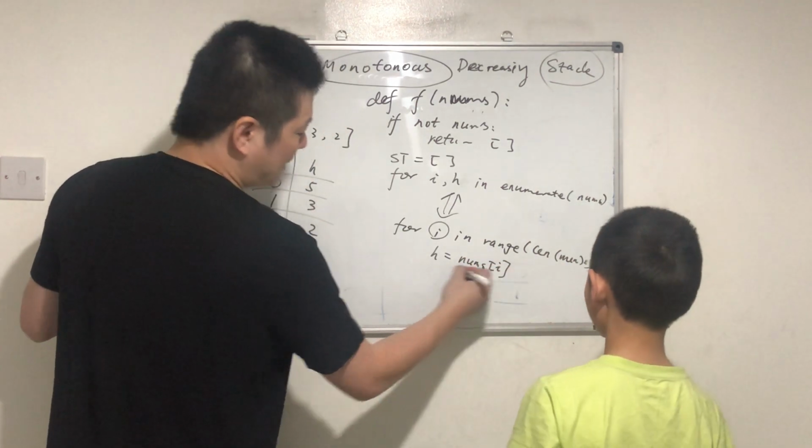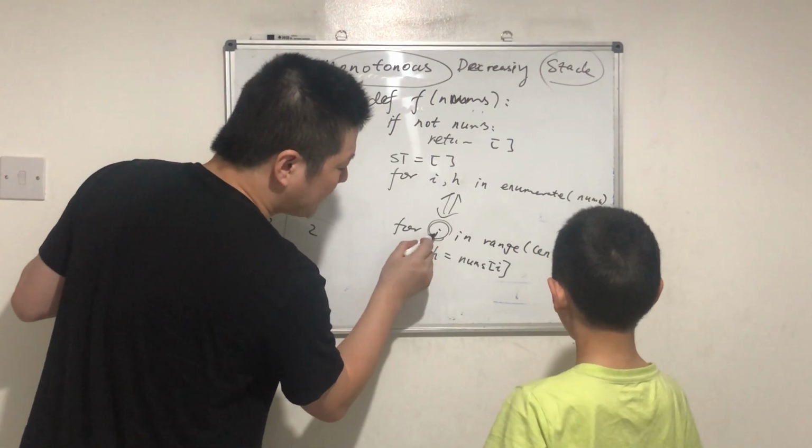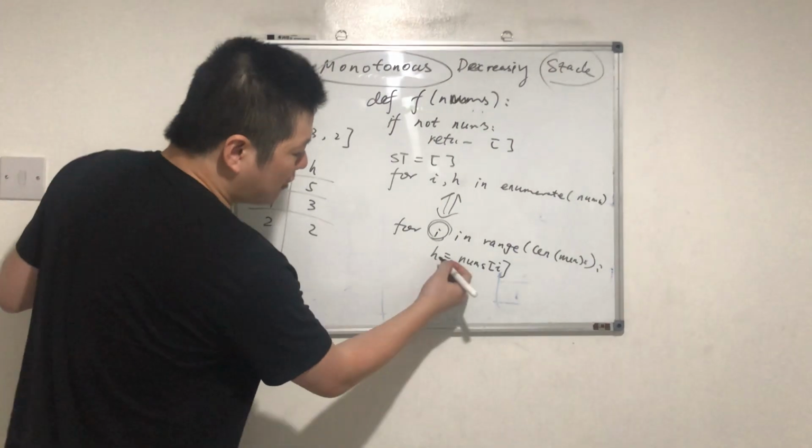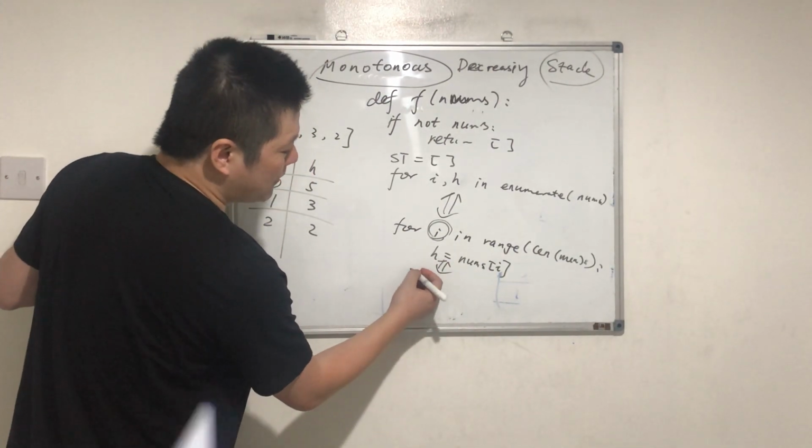Nums. Come on, that's what it is. You iterate with the h, right over here. Yeah, this is the index. This is the list. And you can also be writing it in this way, if you prefer.